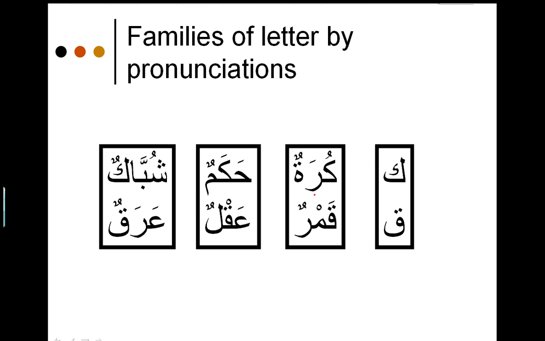As for examples of real words with these sounds in different places of the word, let's say kura, which means a ball. Hakam, which means a referee. Shubbak, which means a window. Then we have qamar, which means a moon. Aql, which means a brain. Araq, that's a bit disgusting, but araq means sweat.